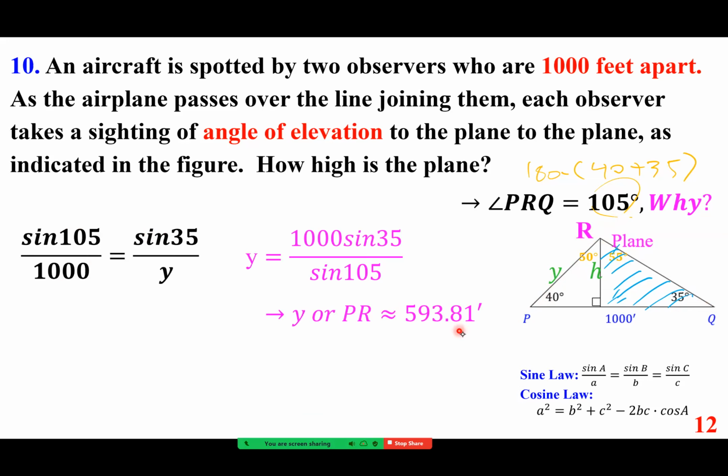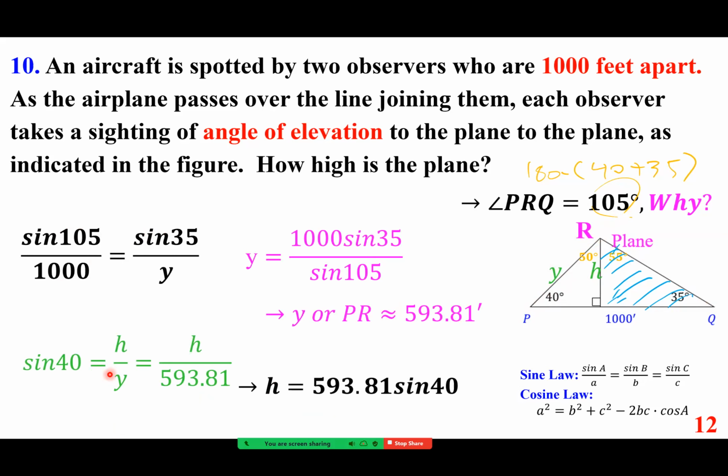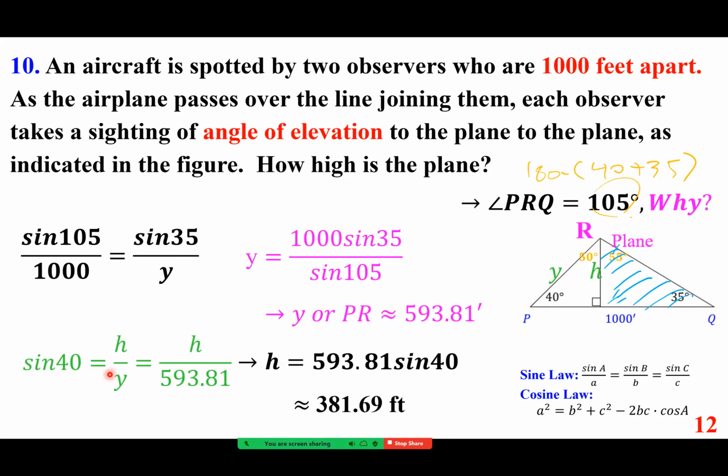And now, since this is 40 degrees, we can say sine of 40 degrees is the opposite h over the hypotenuse y. And since we have the value of y, then h is the product of these two. And it's 381.69, almost 382 feet.